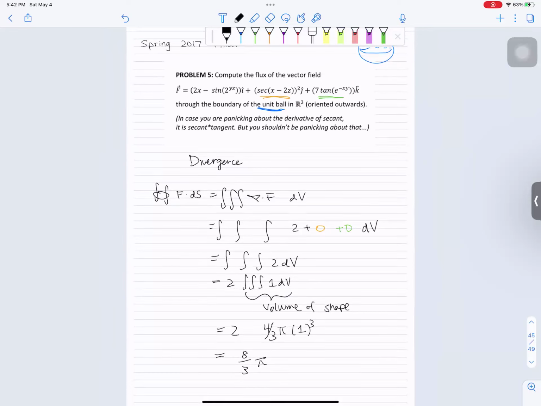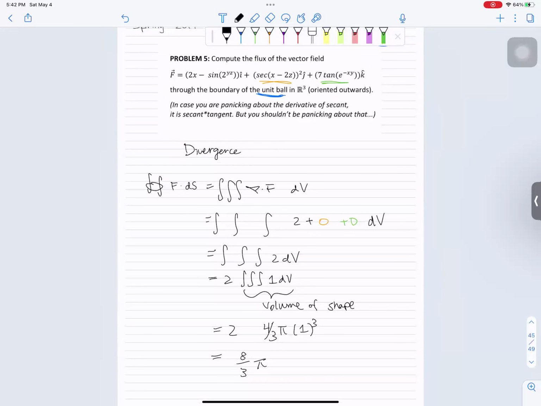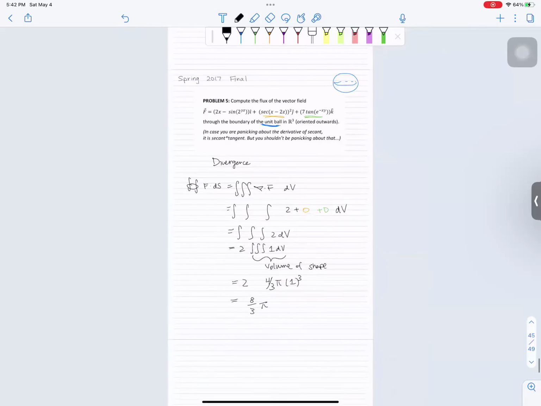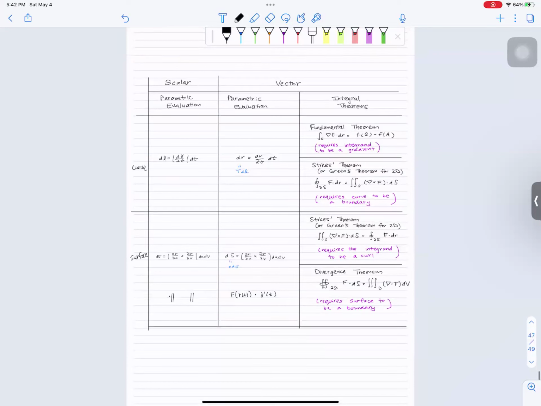Questions on this problem? Okay. And finally, this is just a little chart I made of the integral theorems.